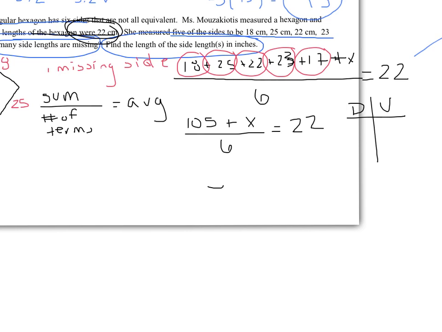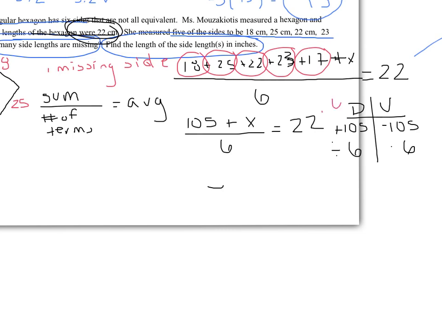Now I have a two-step equation, so I'm going to go ahead and create my do and my undo box. The first thing that I notice happening to x is that we're adding 105, so I'm going to have to subtract 105. The next thing I notice is that we're dividing by 6, so I'm going to multiply by 6. Let's go ahead and do that.